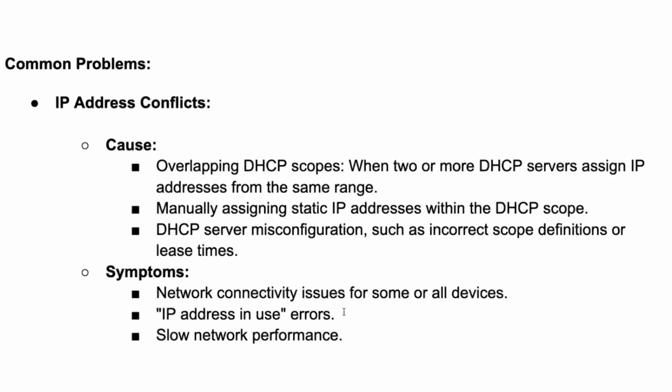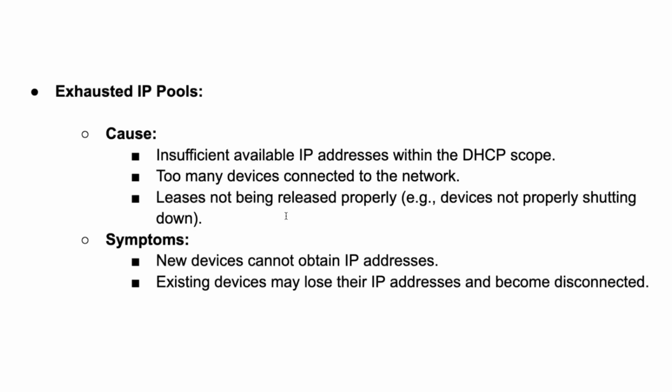Now, our next common problem for DHCP configurations or misconfigurations would be an exhausted IP pool. This means that there are not enough IP addresses available within that DHCP scope, right? So too many devices connected to the network, the leases are not being released properly, or the devices aren't properly shutting down, the leases aren't expiring, whatever that is. And due to that, the IP address pool, the scope of the IP addresses that's available for that subnet, has been exhausted.